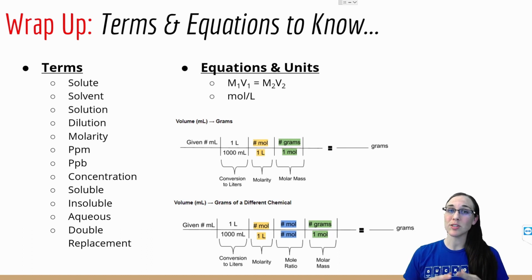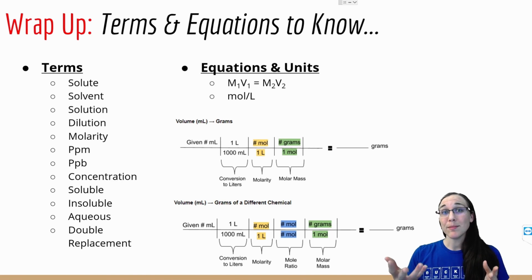Remember that a solution is created by dissolving a solute in a solvent. And if that solution is too concentrated, i.e. it has a high molarity, a high amount of moles per liter, or perhaps it has a high concentration in parts per million or parts per billion, ppm or ppb, we can use a dilution of M1V1 equals M2V2 by adding more solvent, i.e. water, to that solution to dilute it.